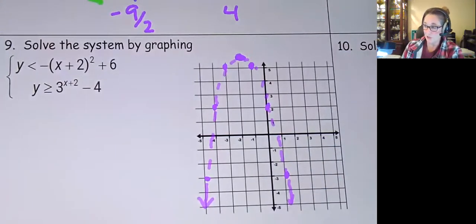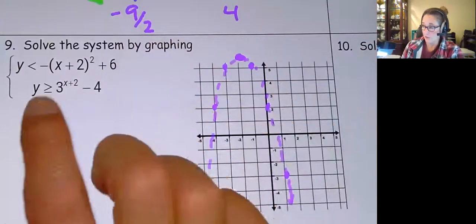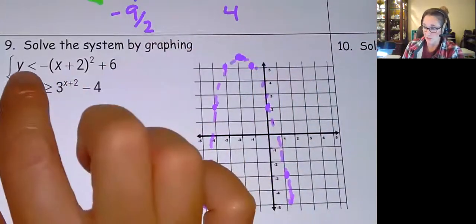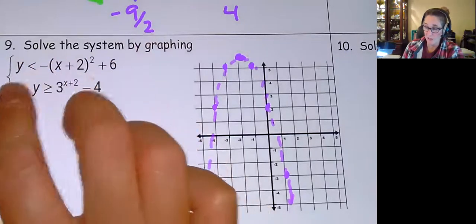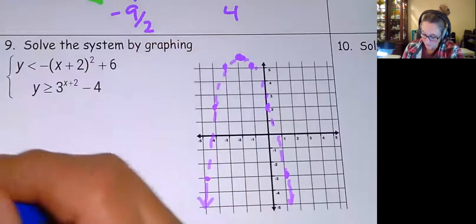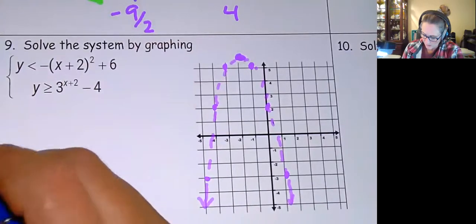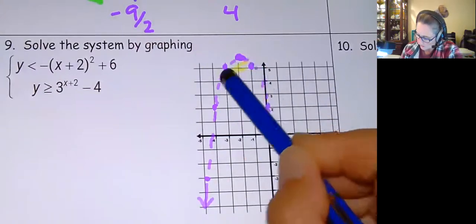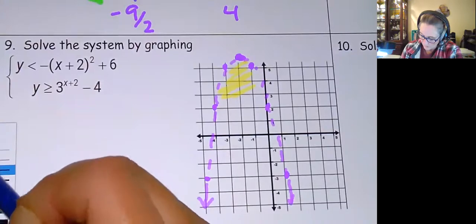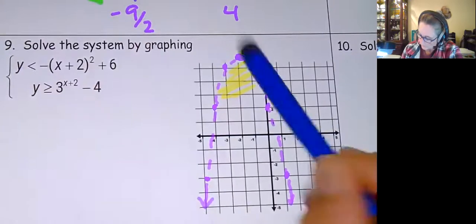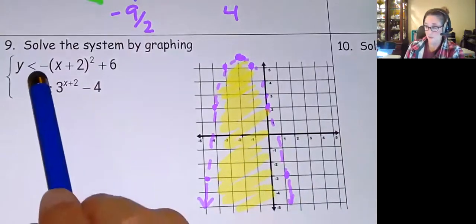And then I want to decide if I'm shading above my parabola or below my parabola. So you can test a value, but this is saying I want my y's under my parabola. I want them less than my parabola. So that means I'm going to shade below. So I'm going to get a yellow to shade, just a little thicker. Okay, so this is where I would be shading for this graph.